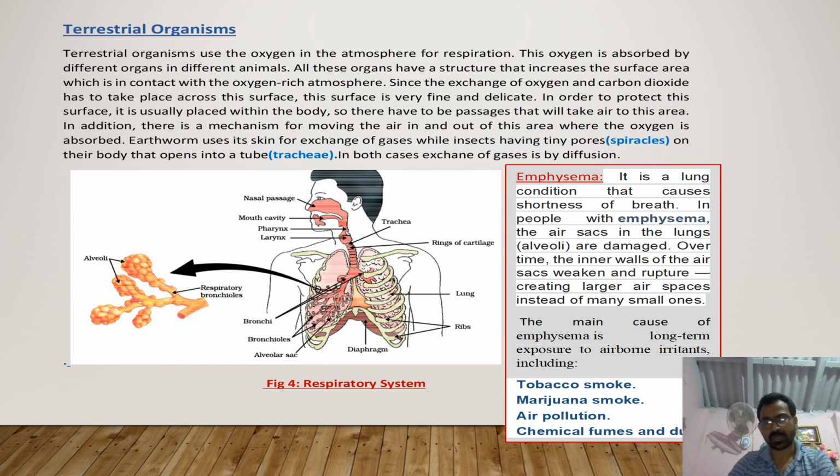We will also try to understand some of the diseases that are related to breathing problems. One such disease is emphysema. It is a lung condition where shortness of breath takes place. It happens due to certain reasons, maybe smoking or industrial pollution, which cause the alveolar sacs to get disturbed or damaged. So the person falls under such a condition where he or she feels shortness of breath.